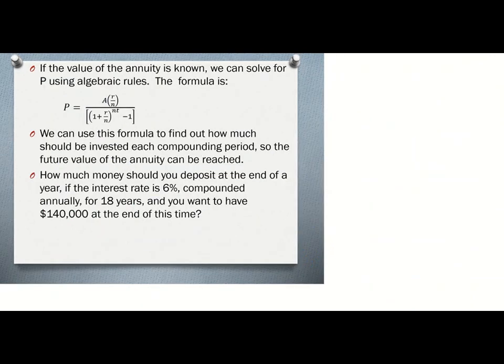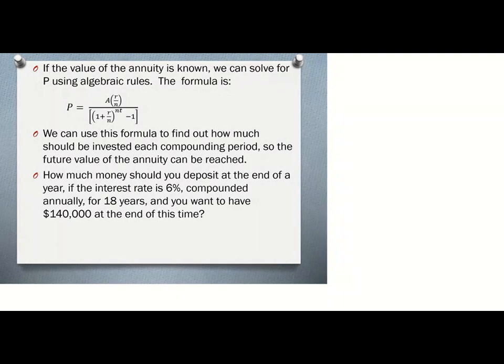So now we're using the same formula, but this time I want to find out how much I should deposit so that I can get to a future value amount in the future. So we took the formula and we solved it for P. And this time we want to figure out how much money you should deposit at the end of a year if the interest rate is 6% compounded annually for 18 years, and you want to have $140,000 at the end of this time. So $140,000, that's how much you want to have. That's going to be your future value, or your A.